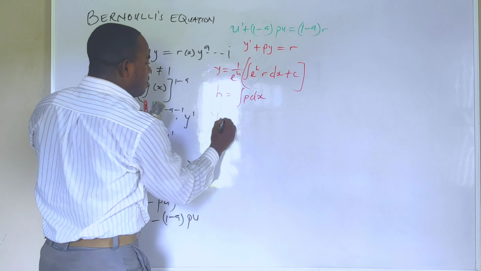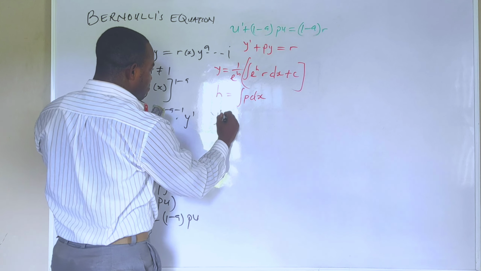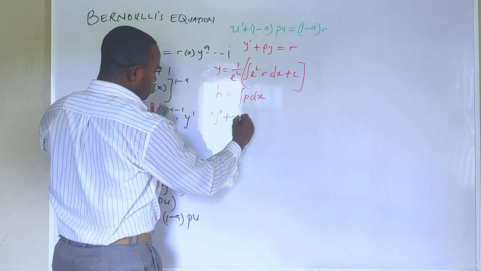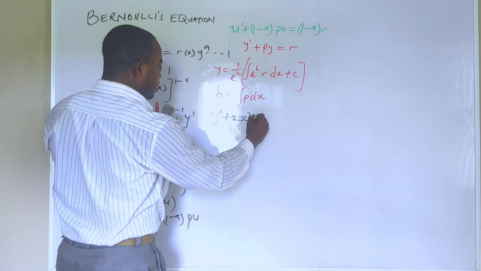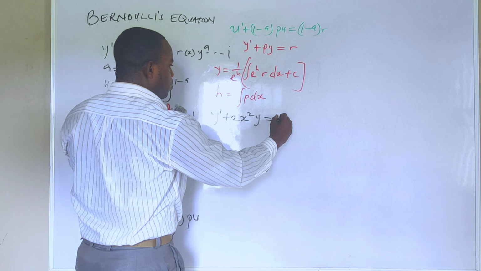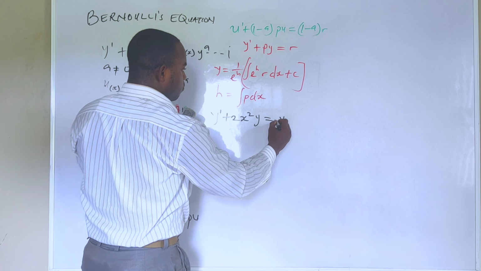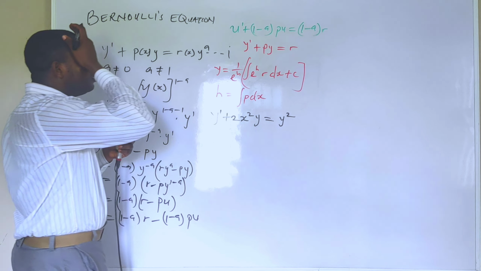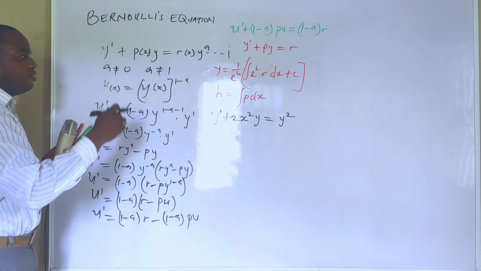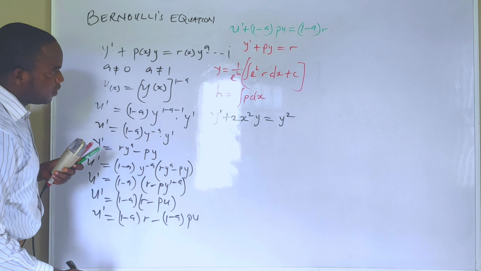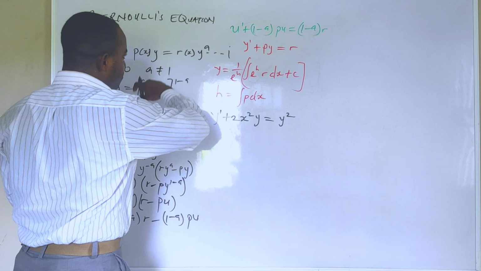So what if we have this problem to solve? y prime plus 2x squared y equals y raised to power 2. So we agree this differential equation is non-linear. So how do we solve this? Let's walk through this process.